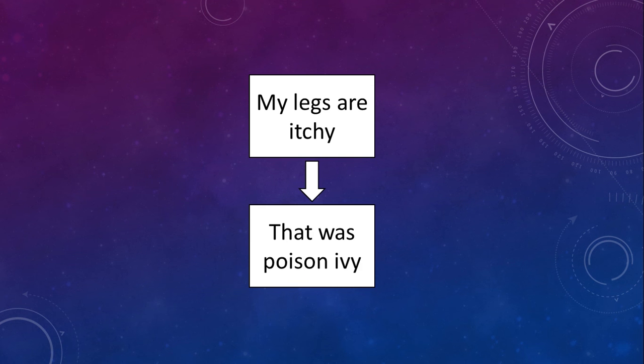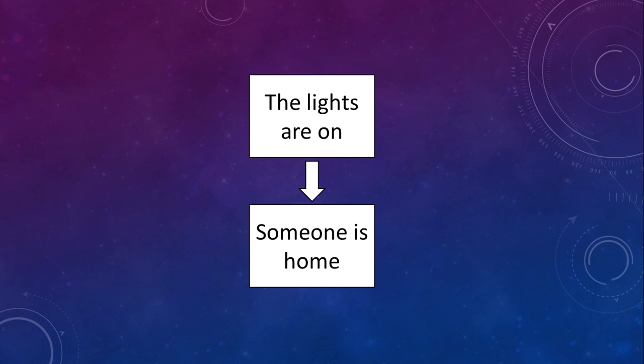All right, so the example from last time: my legs are itchy, therefore that's poison ivy. So the itchiness of my legs is being presented as a reason to believe that the plants you just walked through were in fact poison ivy. Fairly straightforward. This is an inductive argument. You shouldn't be certain that that was poison ivy, but you've been given evidence. Similarly, the lights are on is evidence that somebody's home. It's something that should help you believe, or cause you to be more likely to believe, that somebody's home.